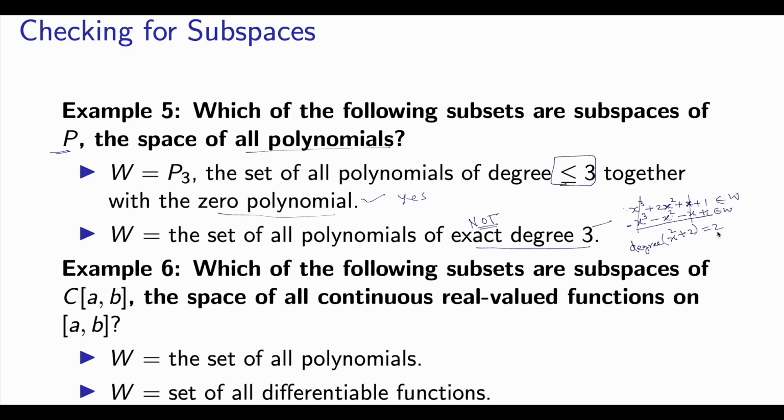The degree of this polynomial is 2, the highest power of x. And what is exactly given? Exact 3-degree polynomials will be in W. So though I have taken two 3-degree polynomials, the sum got reduced to a 2-degree polynomial, so it does not belong to W. So W is not closed under vector addition, right?